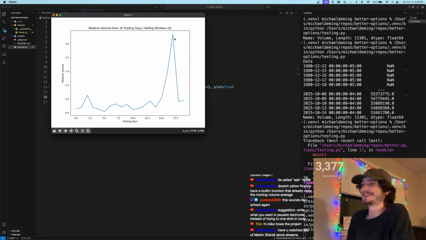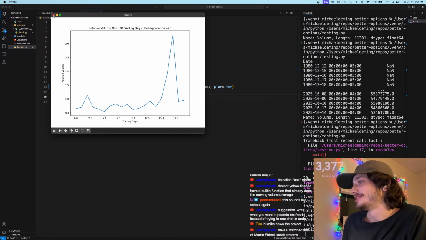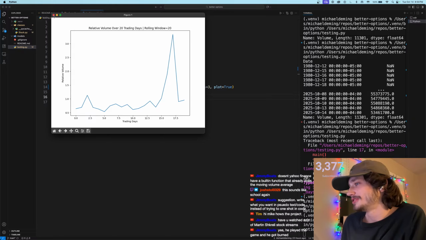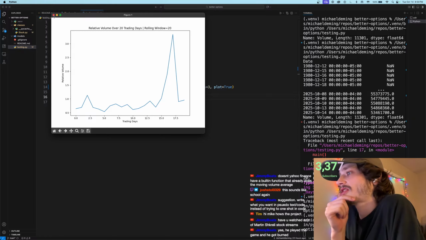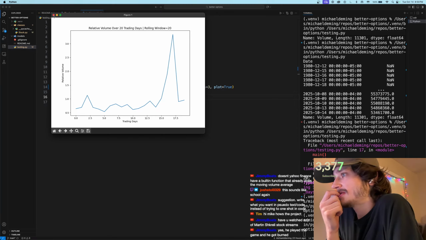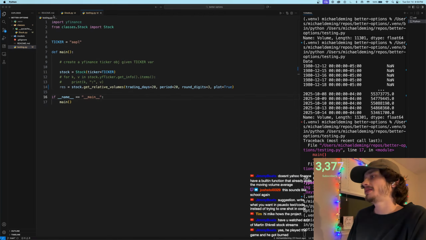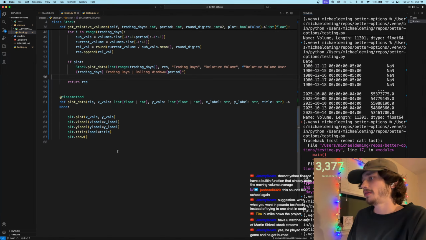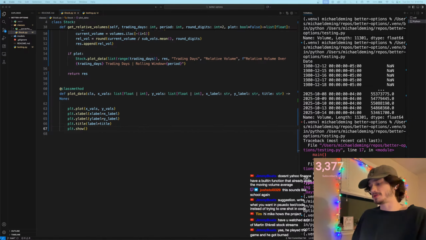I can't even read my own charts. Okay, so interesting. The relative volume is obviously between 0 and some positive float value. And then the trading days, how can I specify the plot to show all ticks? How to force all ticks to show on matplotlib.